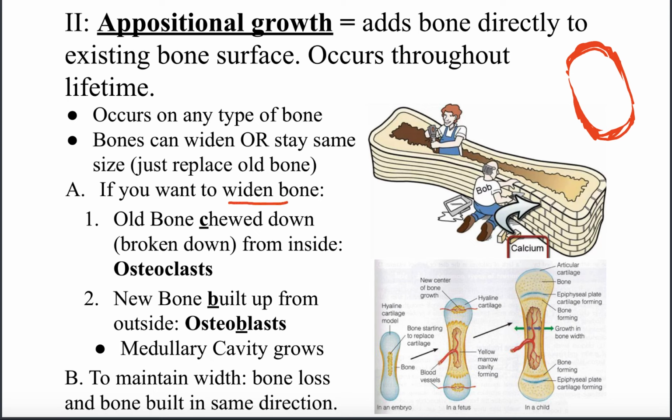However, you don't have to do it this way. You can also just take the bone you have. So let's say this is just your bone, right? I'll just color it solid. And what you can do is chew out the old crappy bone on the edges and just replace it with the same amount of bone that was there in the past. Just replace it with new bone. So your bone is nice and new. You replace the old crappy bone, but you didn't add anything extra to it. So both of these are appositional growth, but depending on where you're removing bone and where you're adding bone, you can actually widen your bones or just keep it the same size.